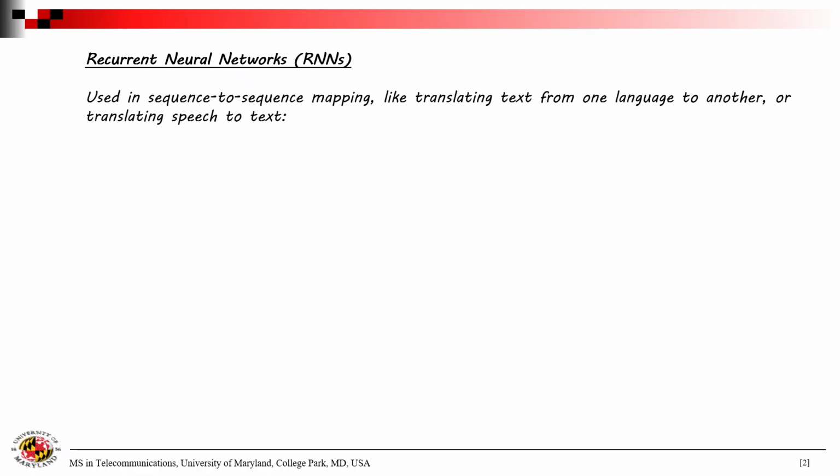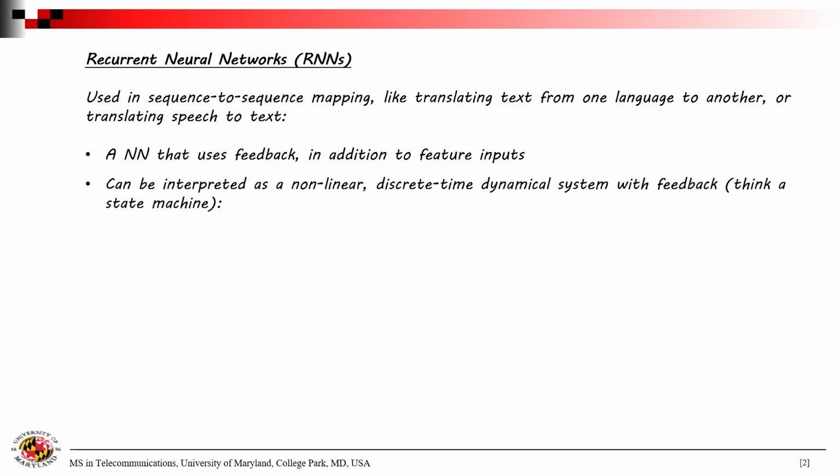RNNs are typically used in sequence-to-sequence mappings. For example, if you want to translate text from, say, English to French or something like that. The novelty of the RNN is that they use feedback in addition to the input features. And the way that we're going to interpret it today is from an engineering perspective, looking at an RNN as a nonlinear discrete time dynamic system with feedback.